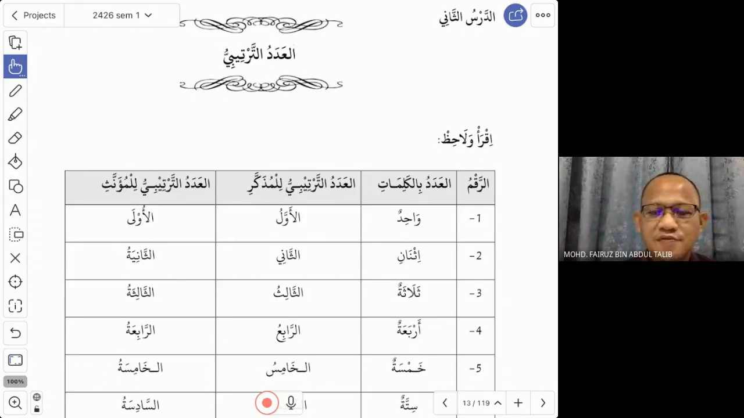So it is a bit different from the normal عدد. Normally you will say واحد, اثنان, ثلاثة. Okay, but in the lesson you have learned to say how to say the first, the second, and the third. So tell me, what is the first? So واحد is the normal number. العدد الترتيبي.